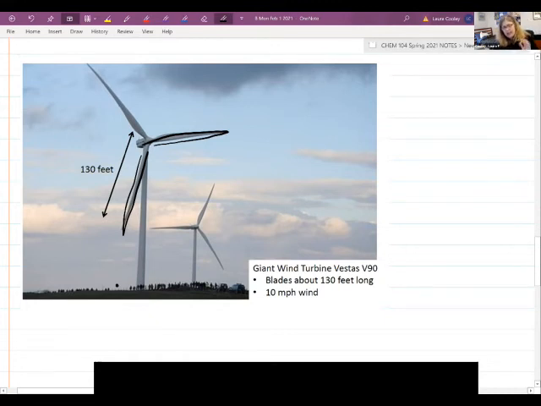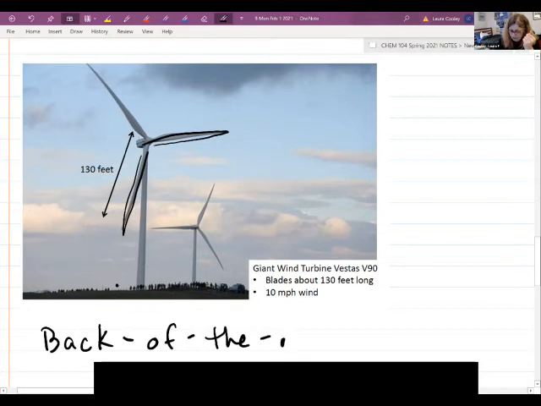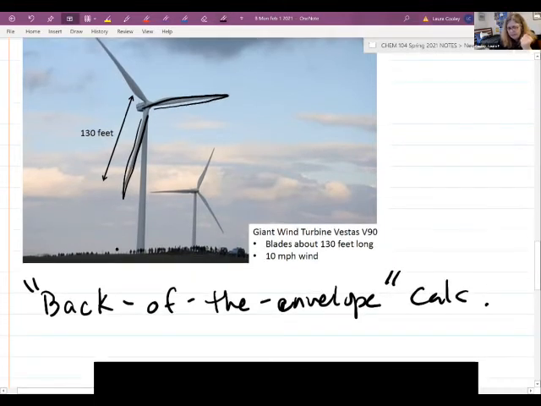So I want to compare the energy to break all the bonds in a gallon of water to the energy generated by these turbines. How many minutes or seconds would they have to turn to generate that much energy? And because I don't want to do an exact calculation, I want to do what we call the back of the envelope calculation. Now, why is it called that?